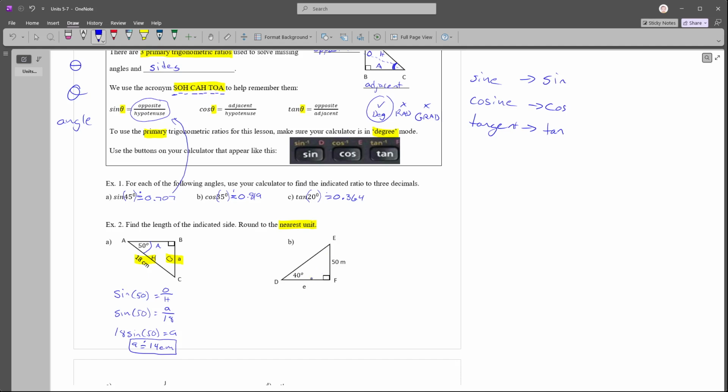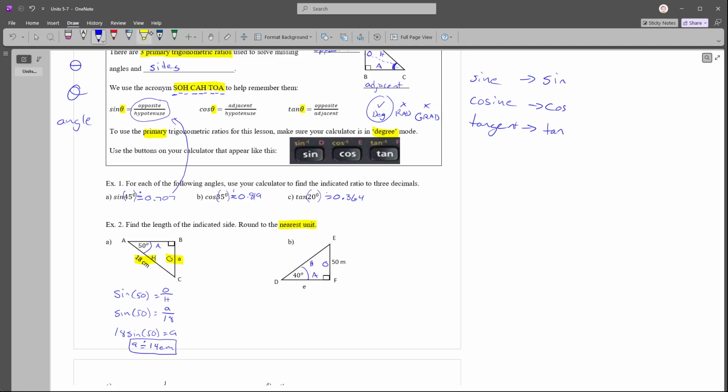First, find our reference angle. Reference angle is the 40. Now we label our triangle. Hypotenuse is always the one across from the 90, and our opposite is always the one across from our reference angle, and the other one is our adjacent.